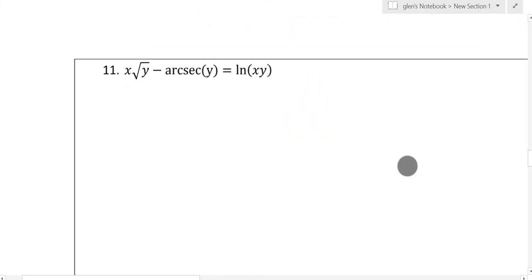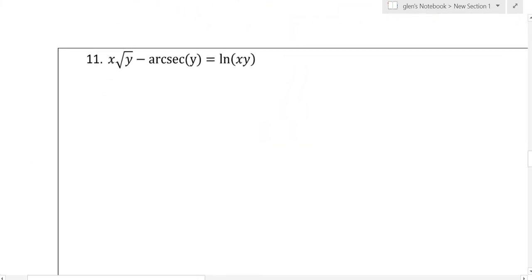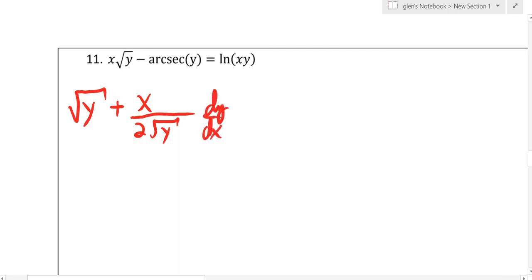Okay. So, 11, similarly, is implicit differentiation. So we're going to derive this thing. The first part here is product rule. This part here is just arcsecant rule. And this is ln with a product inside of it, which this is going to be a mess. Okay. So, we're going to derive that first thing as a product. You derive x, you get 1 times root y. Plus, leave x. The derivative of root y is 1 over 2 root y times the derivative of the inside.